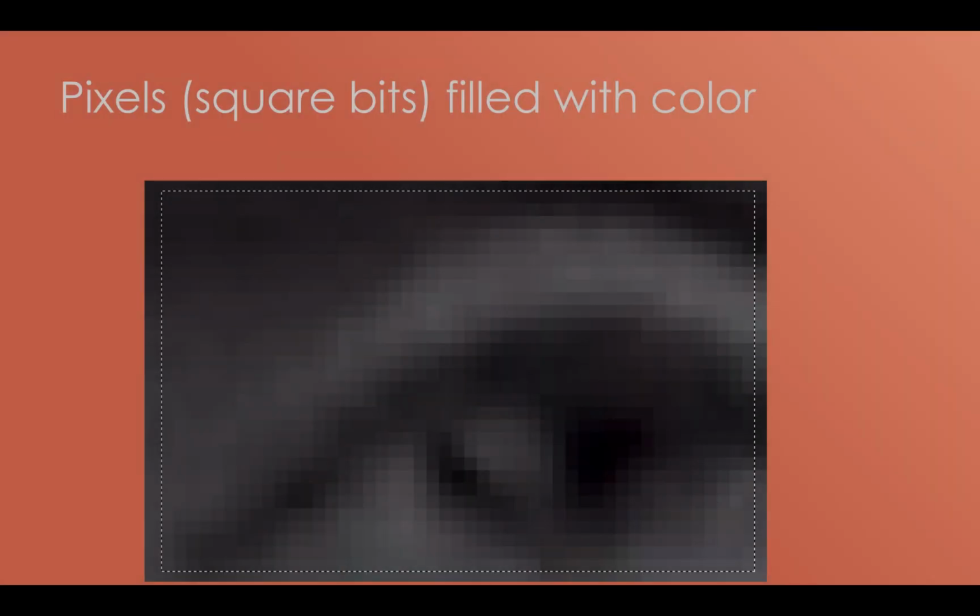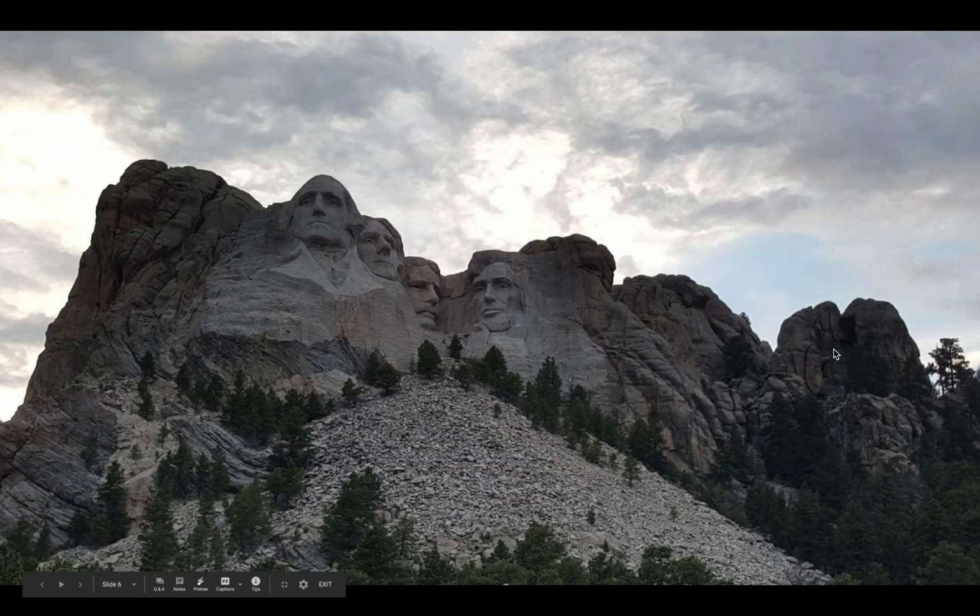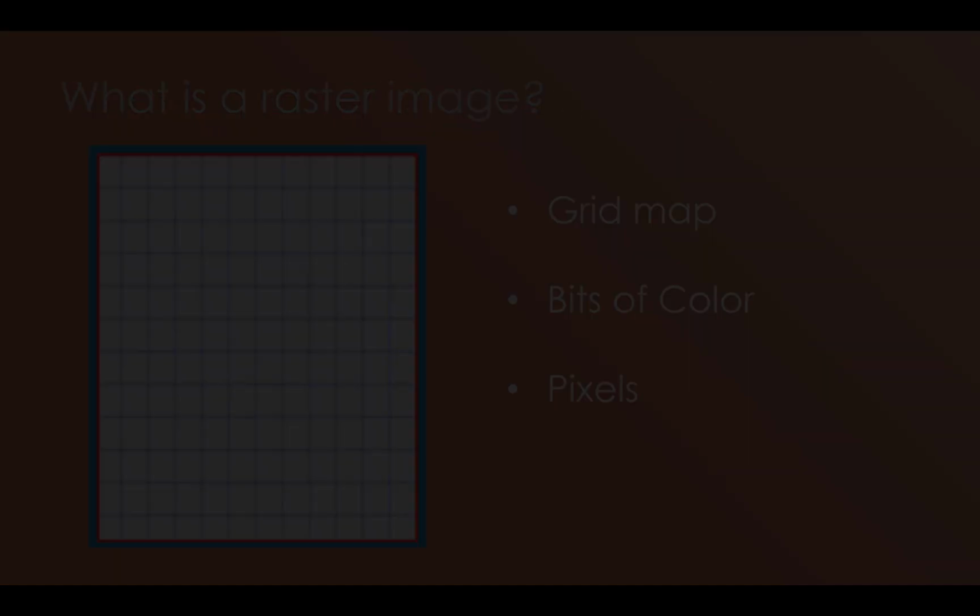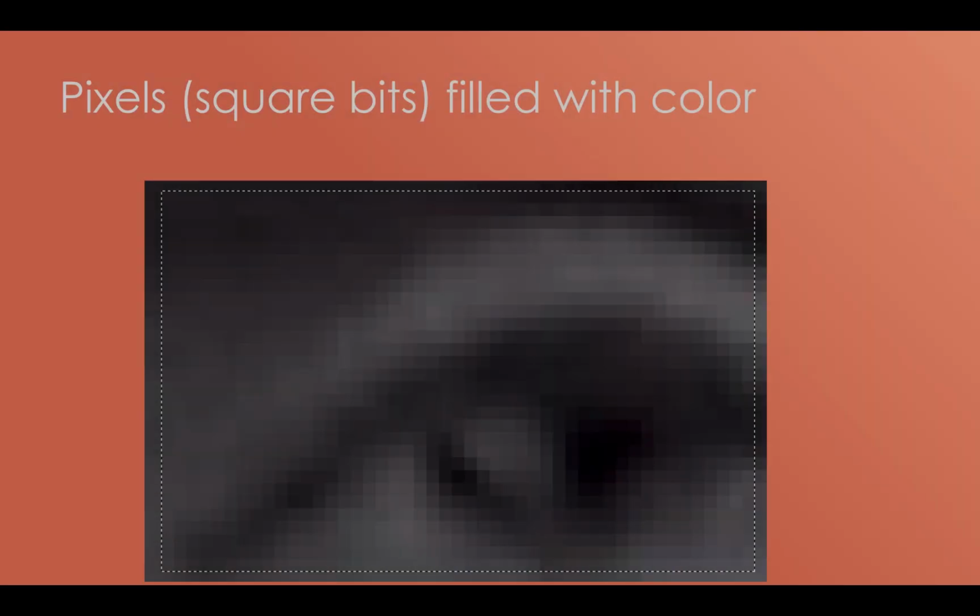Pixels are square bits filled with color. So each pixel only has one color in it. So each square is filled with one color. So this image actually is this. It is just zoomed in really far on one of the eyeballs. So this image is an example of a pixel image, or a bitmap, or a raster image.